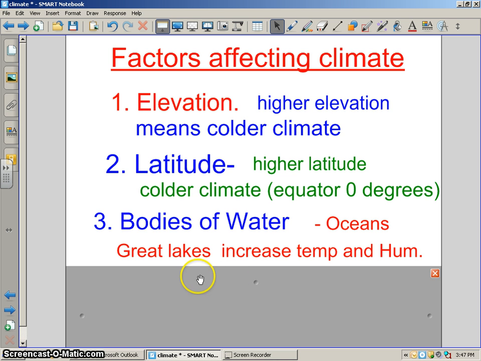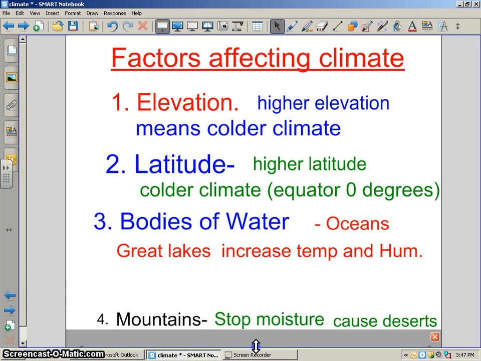Okay, so the Great Lakes pick up a lot of moisture and then dump it on the coastlines. So those towns have a different climate than just going inland a little bit. Syracuse, New York has a different climate than Buffalo, New York. And they're pretty much near the same latitude. Okay? So you have elevation, latitude, bodies of water.